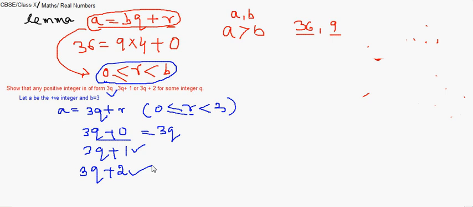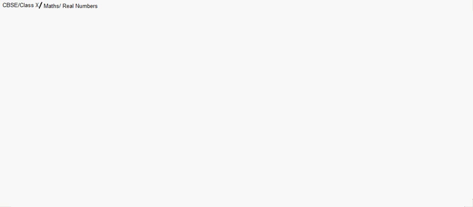This is the first question I can take. Next I move on with another question. I write it up here. It says, show that any positive odd integer is of the form 4q plus 1, or it can be 4q plus 3, where q is some integer.